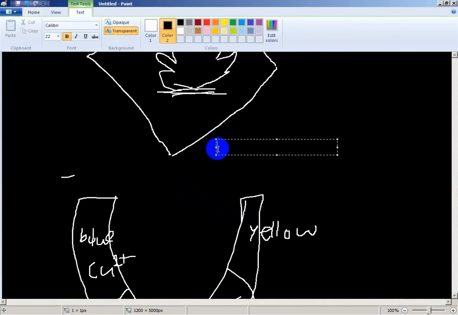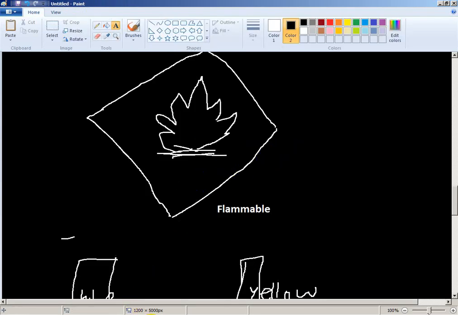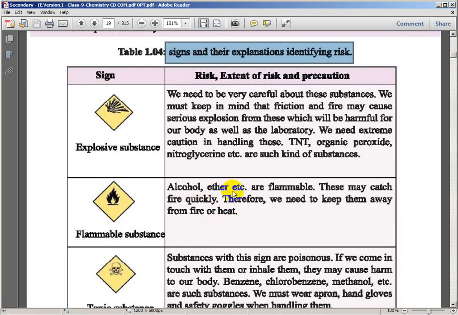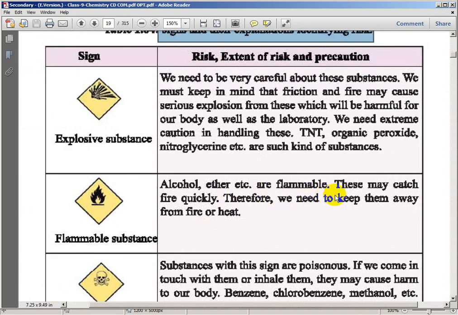Flammable substances. Which substances are flammable? Alcohol. Yes, look, alcohol, ether, etc. are flammable. They may catch fire quickly. Therefore, we need to keep them away from fire and heat. Okay, alcohol and ether are flammable.